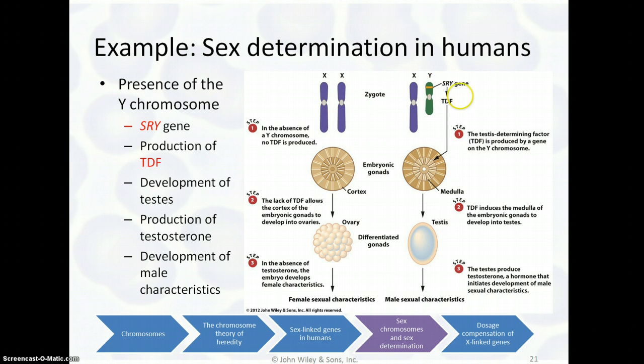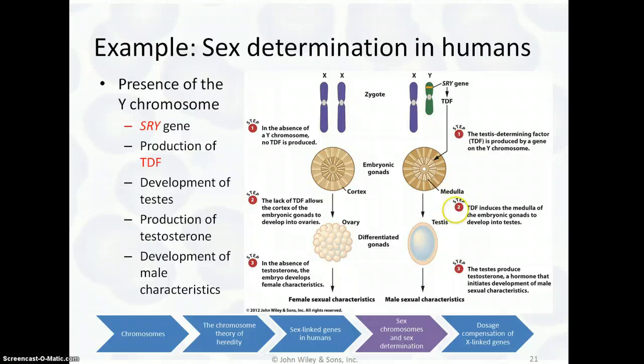What happens is that this TDF protein goes to the primitive gonad. This is basically an organ that will develop into either ovaries or testes. This is the embryonic gonad, and TDF essentially tells the embryonic gonad to develop into a testis, into the male gonad. The testis, in turn, will produce testosterone, which is the main male steroid sex hormone, and this is what's going to initiate the development of the male's sexual characteristics.